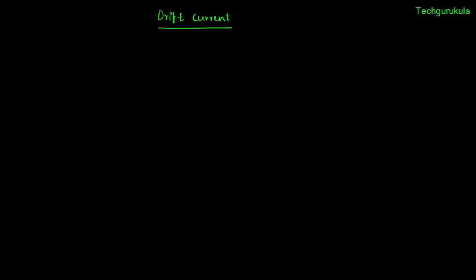In this video, we will discuss drift current in semiconductors. Drift current is defined as the electric current due to the presence of electric field, which means if you have electric field, there will be drift current. If you don't have electric field, you won't have drift current.